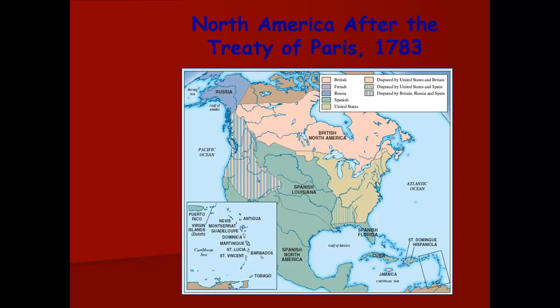You also see Spanish Louisiana. So the Louisiana Purchase has not happened yet, so that land has not yet been acquired by the United States. Everything in the light beige brown color, you can see that. You can also see some areas a little bit to the west of Spanish Florida that are in dispute, that's striped green.